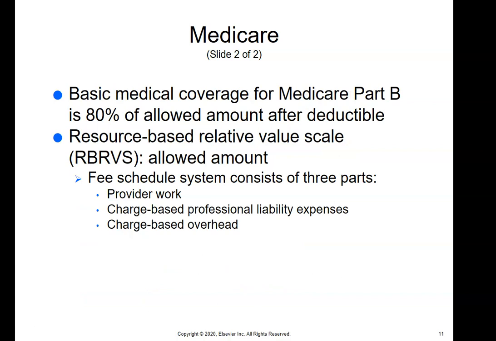Okay, with Medicare, the basic medical coverage for Medicare Part B is 80% of the allowable amount after the deductible has been met. Then you have your resource-based relative value scale, your RBRVSs, and that also is off of the allowable amount. Fee schedule systems consist of 3 parts: the provider's work, charge-based professional liability expenses, and charge-based overhead.